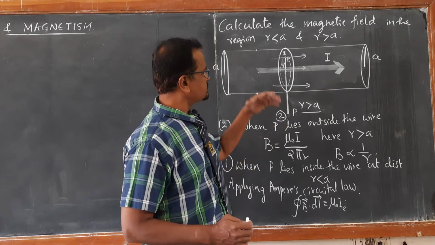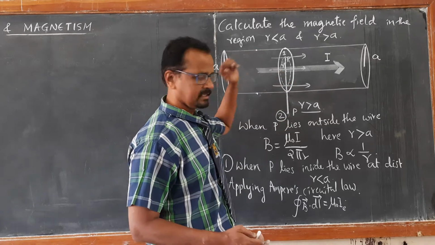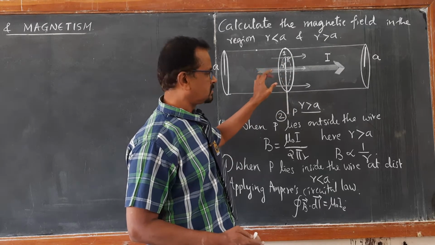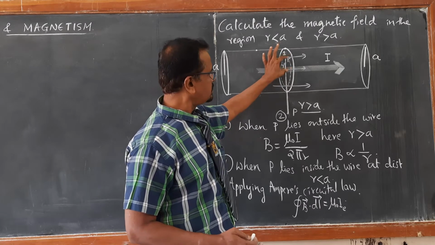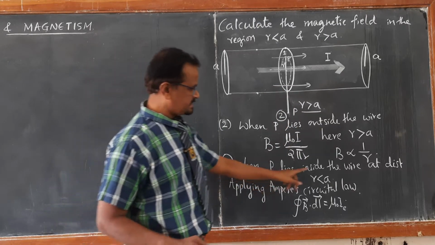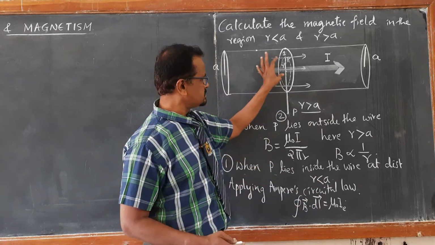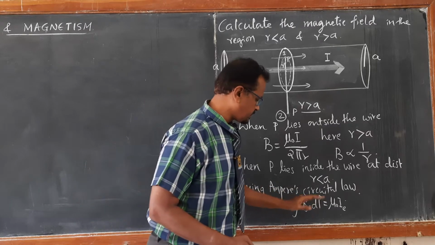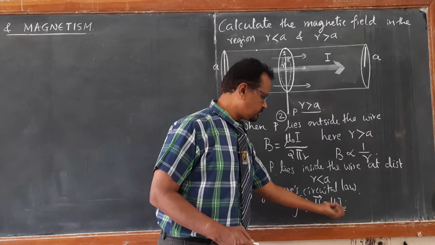Okay. Now what happens if the point, instead of outside, is lying inside the conductor, at a distance r, and this r is less than a. When the point P lies inside the wire at a distance r less than the radius of the wire, then apply Ampere circuital law. We know Ampere circuital law, closed integral of B dot dl equal to mu naught IE.